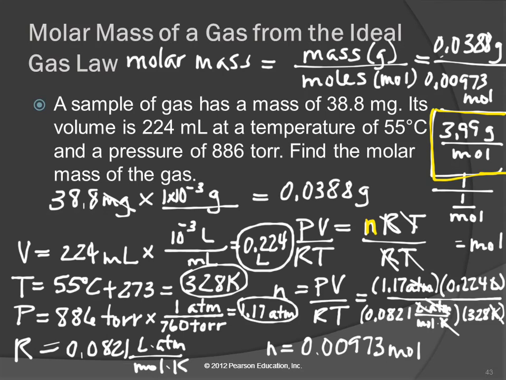What's the next largest element? Helium. Helium is 4.00. What do you suppose this gas is? It's probably helium. Yeah. Any questions?